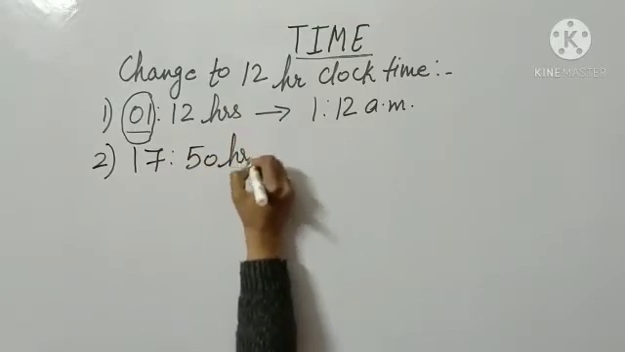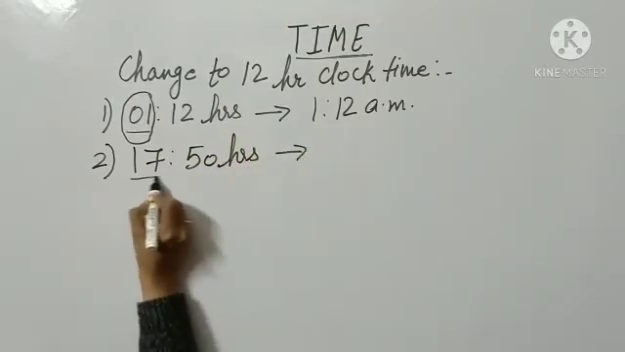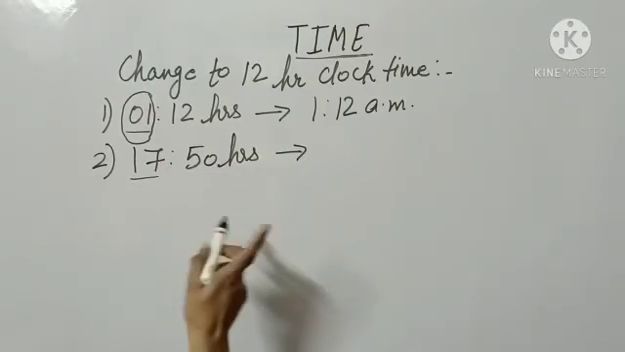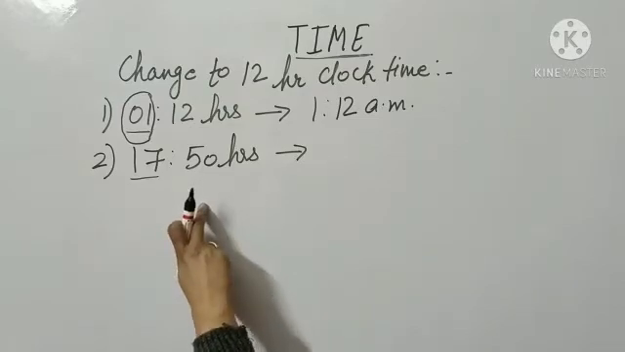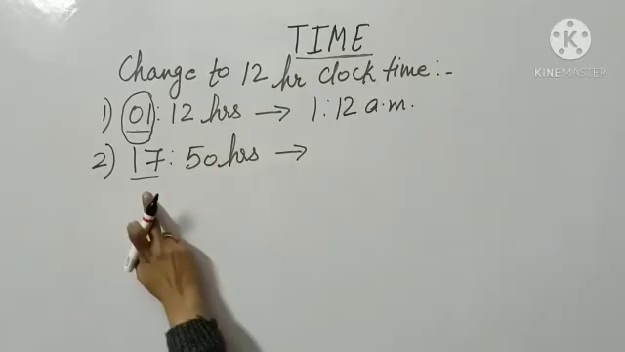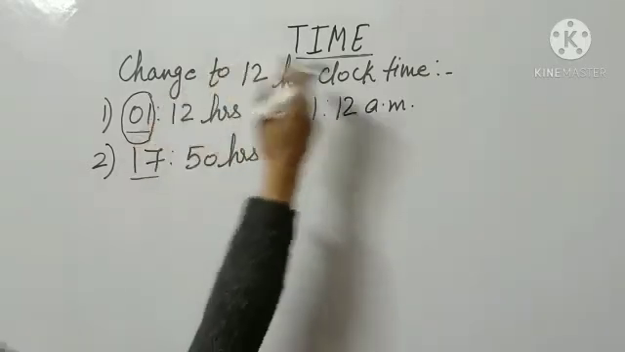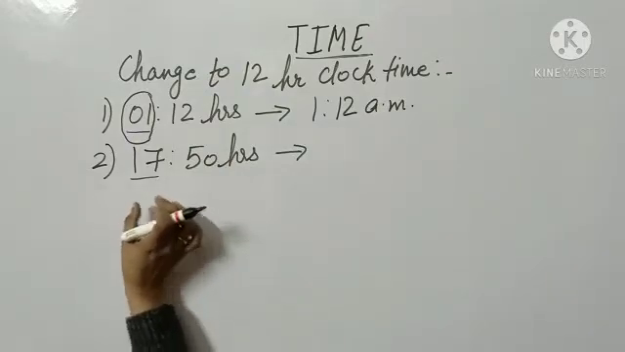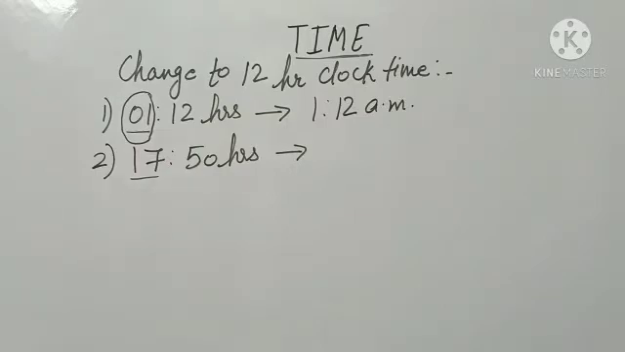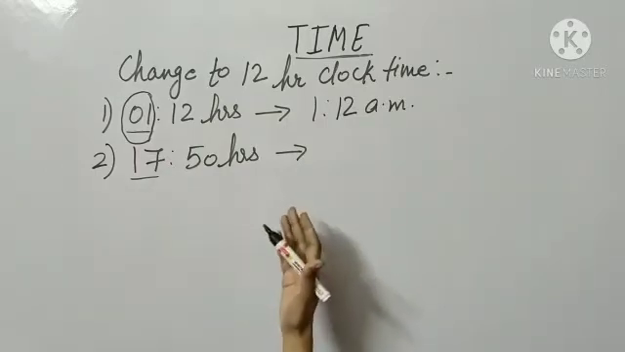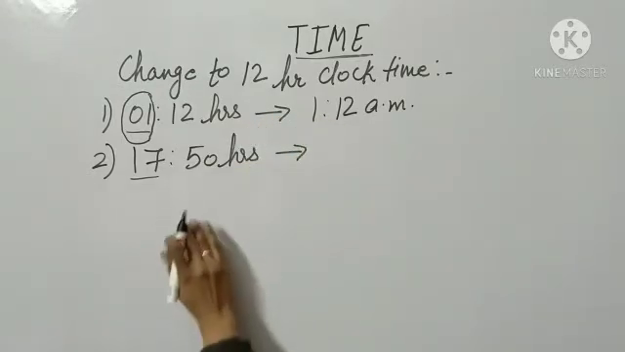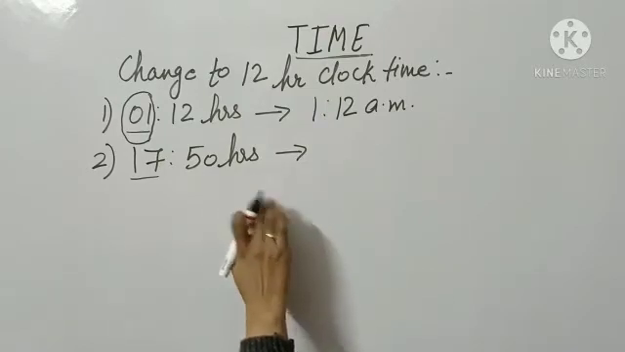1750 hours. Again we will be seeing the hours only. Now you can see here it is 17, and 17 is greater than 12. That means this time is in PM, after 12 noon. So to convert it into 12-hour clock time, what will we do? Simply we will subtract 12 from 17. Why are we subtracting? Because in 12-hour clock time, we do not have the number 17. In a clock, we have the numbers only from 1 to 12.